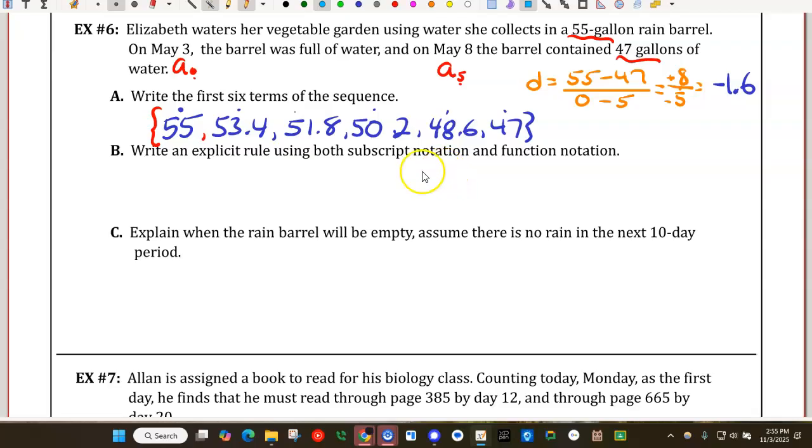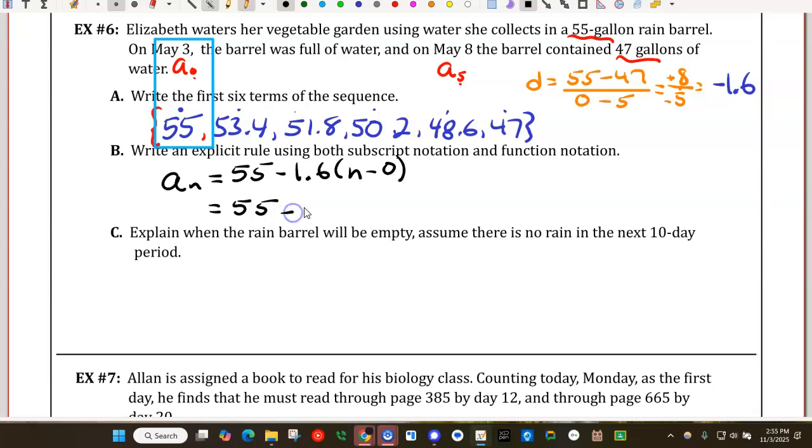All right, so write an explicit, same thing we did on the past ones. And remember, this time the 55 is a sub 0. A sub n is 55, and we're going minus 1.6, n minus 0. Which, of course, just simplifies to 55 minus 1.6n, because the 1.6 times 0 is just 0. Don't have to worry about it.